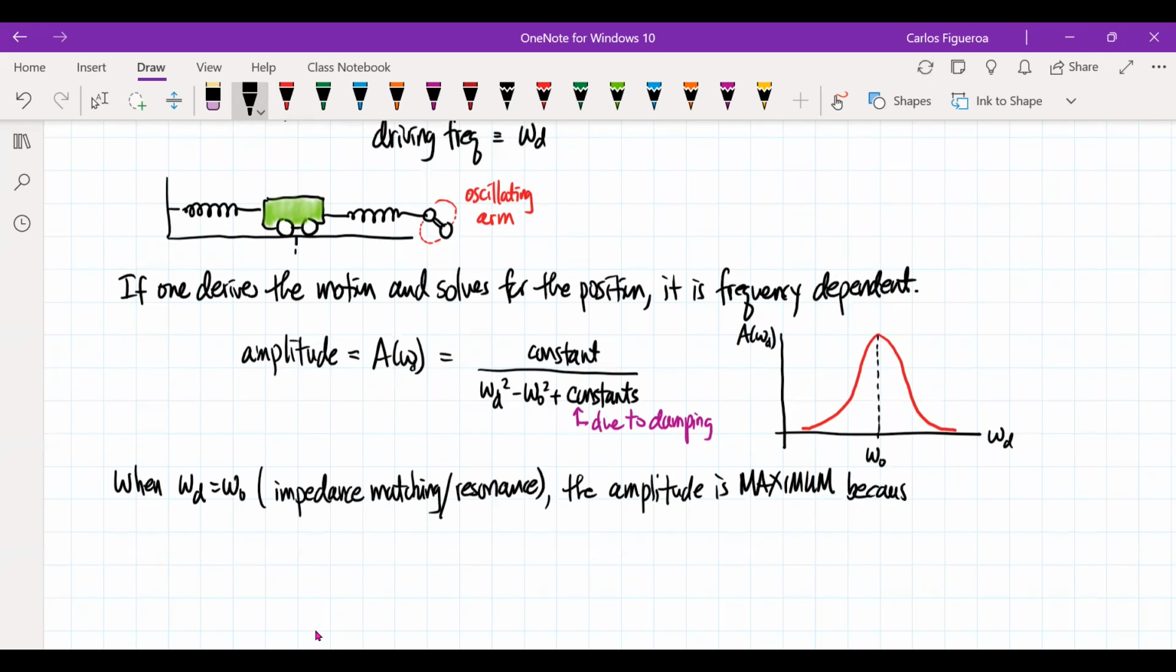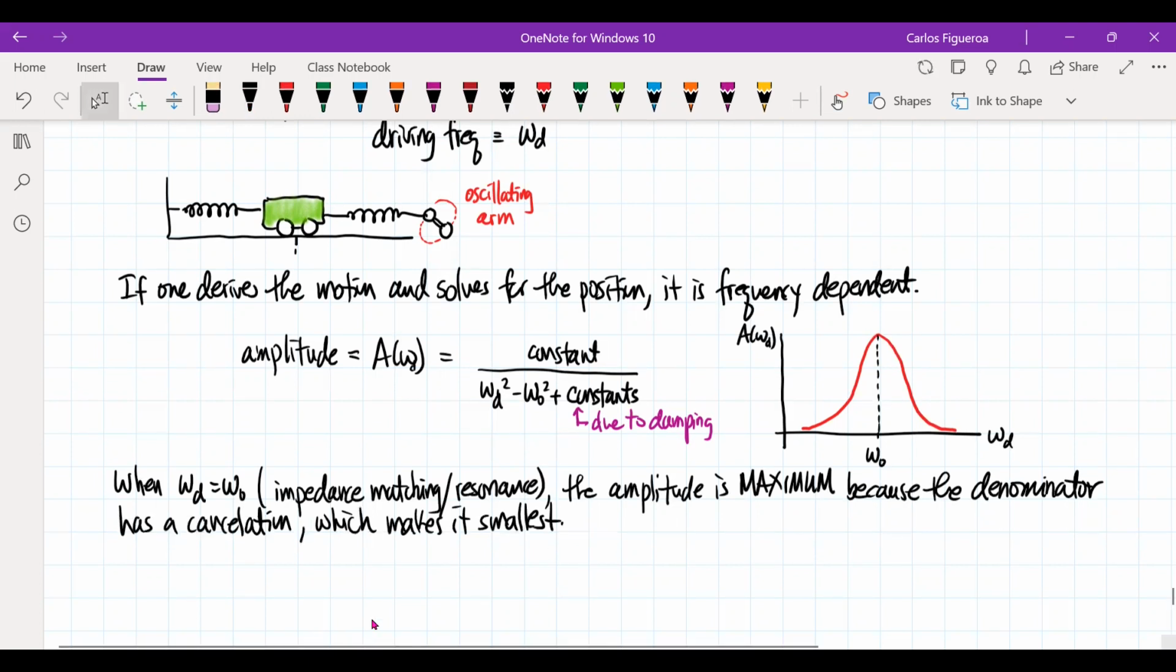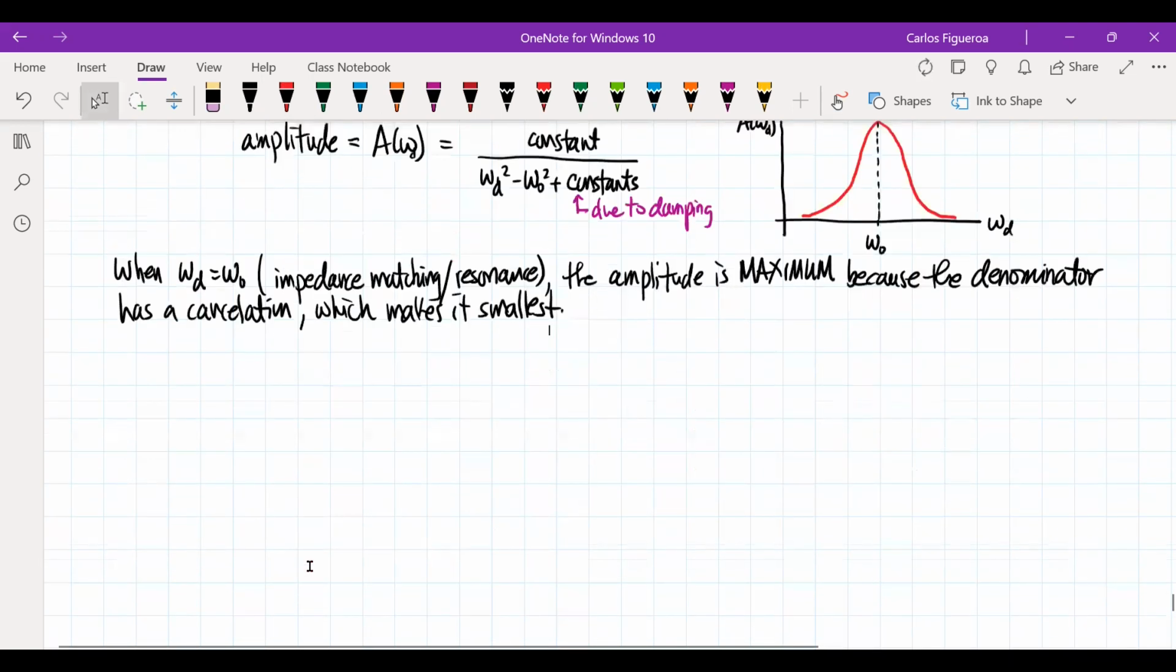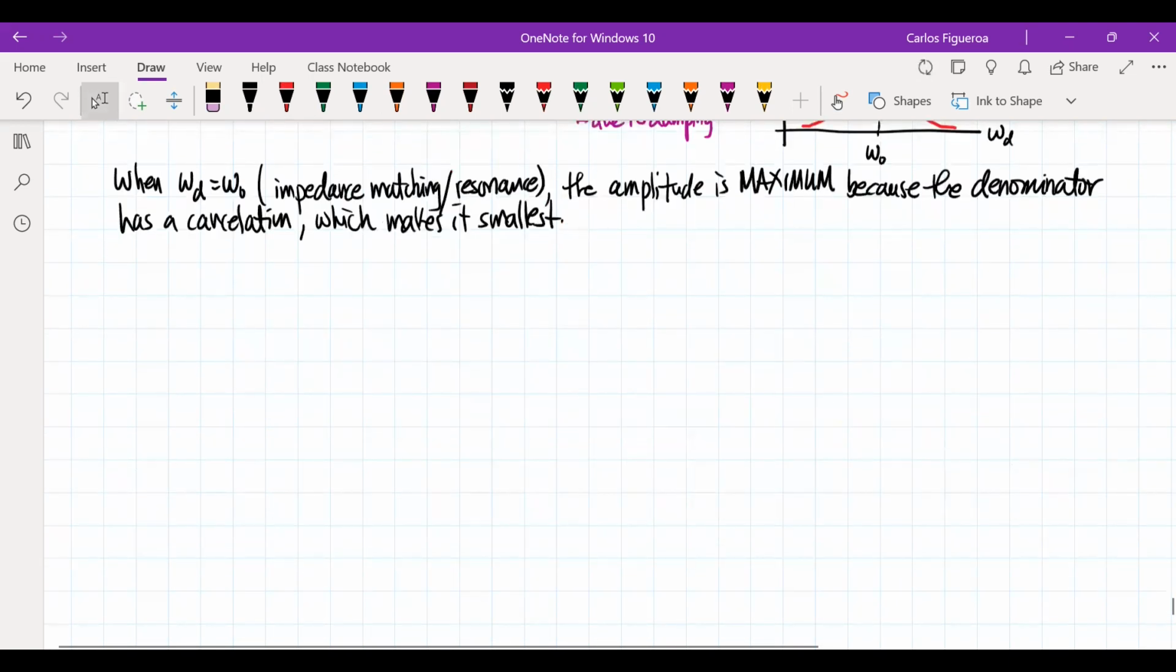Because the denominator has a cancellation which makes it smallest. So no surprise. But now to get to our situation, here's the thing, which is where this gets really, really interesting.